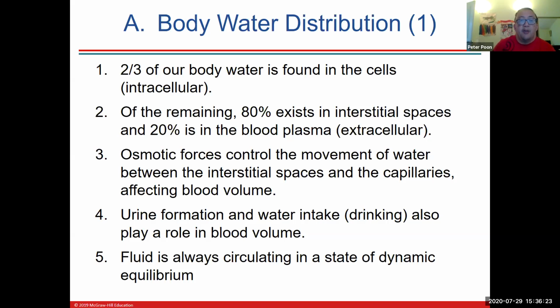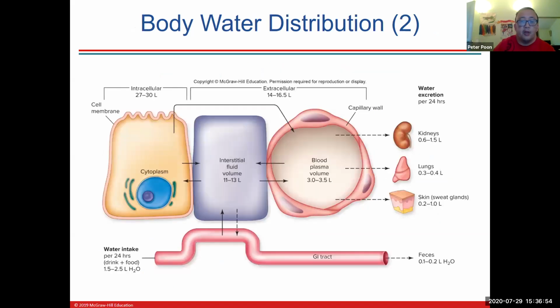About two thirds of our body water is found in the intracellular fluid. Of the remaining, about 80% is in the interstitial spaces, and only 20% is in the blood plasma. Osmotic forces control the movement of water between the interstitial fluid and the plasma, which affects blood volume. So here is your total interstitial volume versus your blood volume.